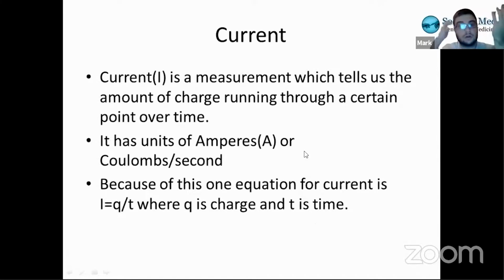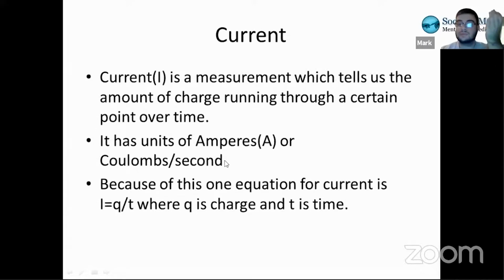So I want to talk about current now. Current is a measurement which tells us the amount of charge running through a certain point over time, right? It has units of amperes, or A is the symbol, and the symbol for current is I. And the other units for amperes is coulombs per second.